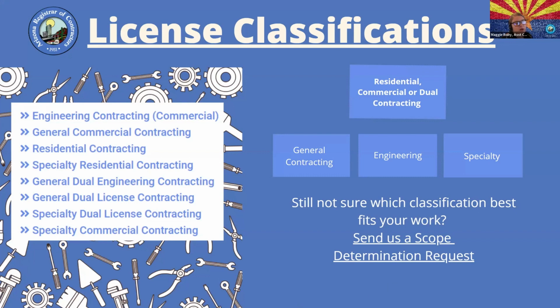If you are uncertain of which classification you should apply for, or maybe your scope of work can be covered under multiple classifications, then you can submit to us what is called a scope determination request. That scope determination request will be reviewed by the licensing department, and then we will issue you the official determination of what classification best fits the work that you will be doing.